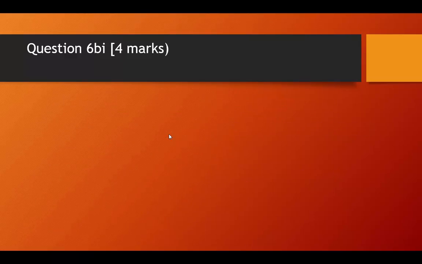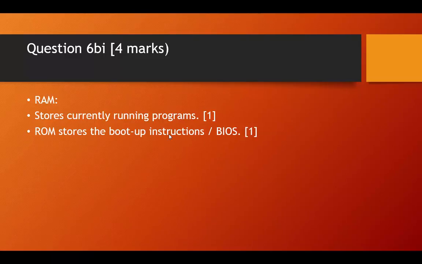Question 6bi is 4 marks. It's looking at the difference between RAM and ROM. RAM stores currently running programs. So anything that you have open on your computer or on your phone is stored in RAM. It's really fast memory. ROM stores the boot up instructions, so it stores the BIOS, it stores the POST instructions and the boot sequence the computer goes through.